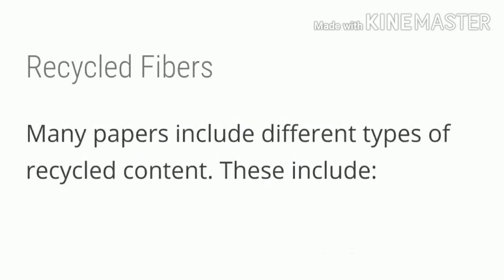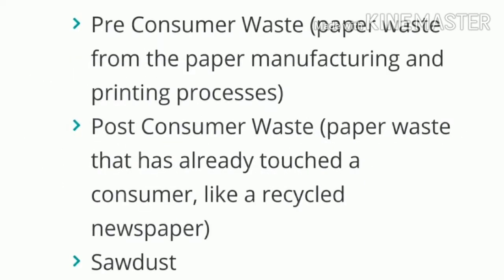Recycled fibers. Many papers include different types of recycled content. These include pre-consumer waste. It means paper waste from the paper manufacturing and printing processes. Post-consumer waste. It means paper waste that has already touched a consumer, like recycled newspaper and sawdust.